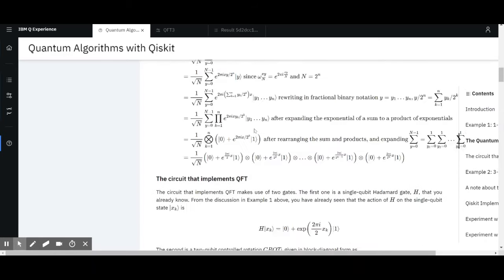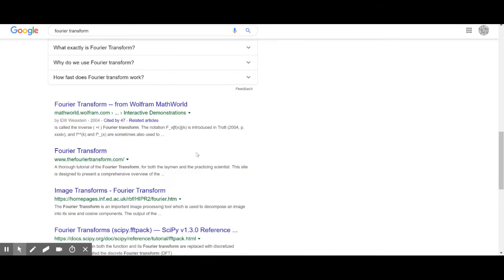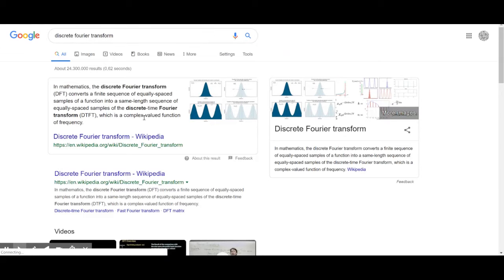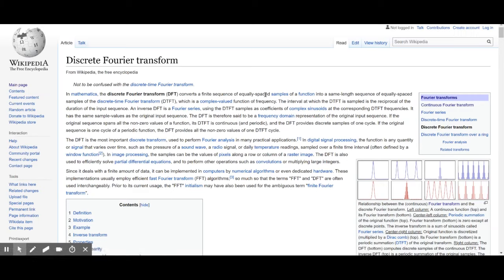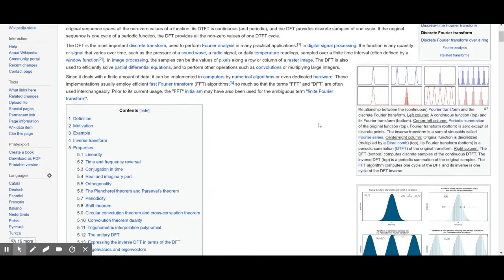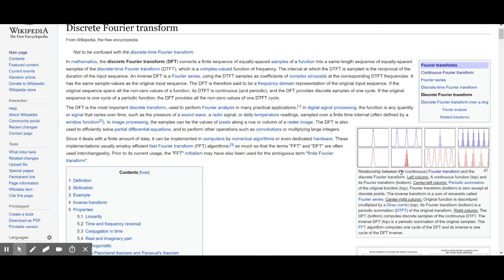Let's go back for a second to what the classical version of this does. They say discrete Fourier transform, so what does it do? In mathematics, a discrete Fourier transform converts a finite sequence of equally spaced samples of a function into a same-length sequence, and so on. It's too technical again. The function is any quantity or signal that varies over time, such as the pressure of a sound wave, radio, and so on.